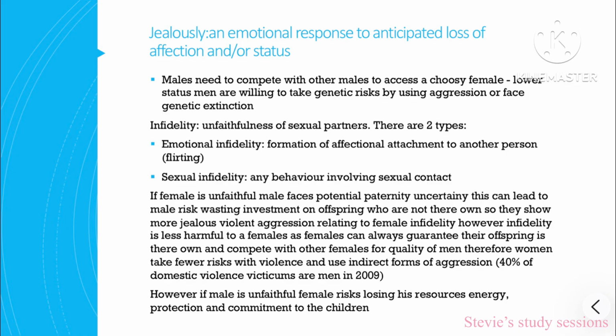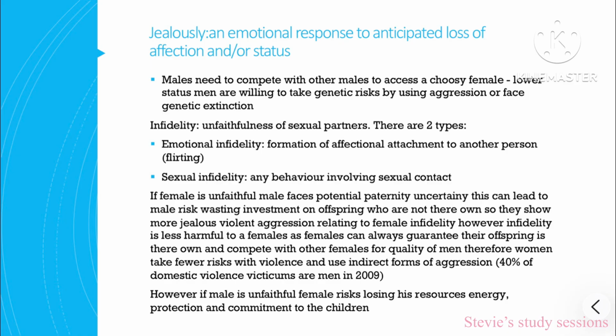Infidelity is unfaithfulness of sexual partners. There are two types: emotional infidelity, which is a form of affection or attachment to another person, like flirting, and sexual infidelity, which is any behaviour involving sexual contact. If a female is unfaithful, the male faces potential paternity uncertainty. This can lead to the male risking wasting an investment on an offspring which is not their own. This can lead to violent, aggressive jealousy relating to female infidelity.